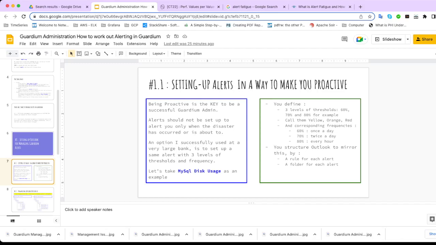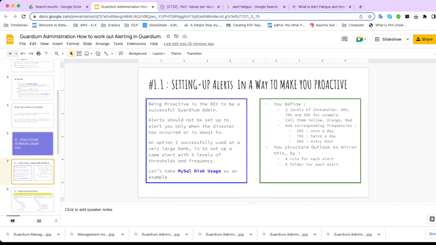So you create a rule for each alert, and in this case it's 3 alerts, not just one. You have MySQL disk usage at 60% with a 1 day frequency, another at 70% with a twice a day frequency, and the last one at 80% with an every hour frequency. So you've got 3 alerts, and you've got a folder for each alert. So you don't put that in a big bag, right?